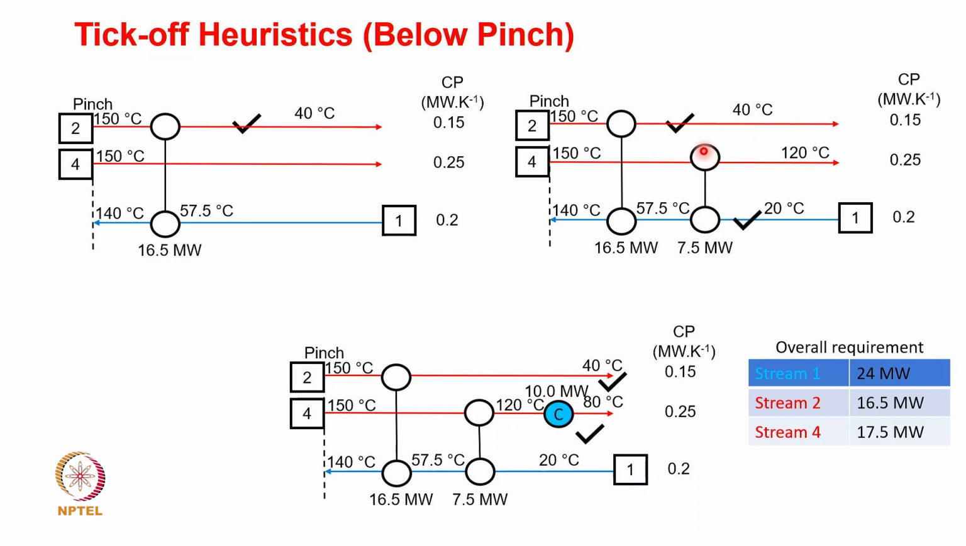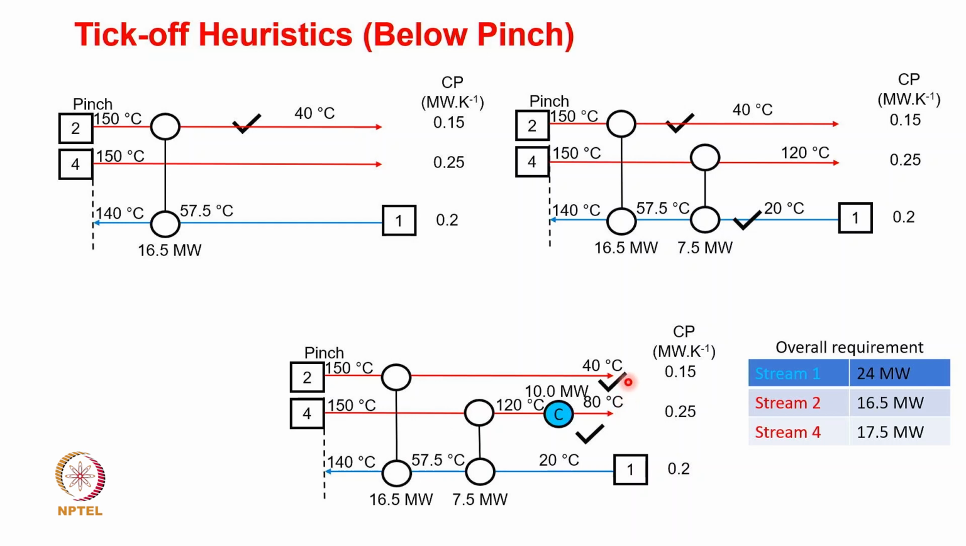So from stream 4 you supply the remaining, and what is now remaining would be again supplied. You can see that if you supply 7.5 to stream 1, your stream 4, stream 2 would have again 10 megawatt left, and that would be used by means of a cooler by means of cooling water. So, this is the sequence in which we connect above and below the pinch.